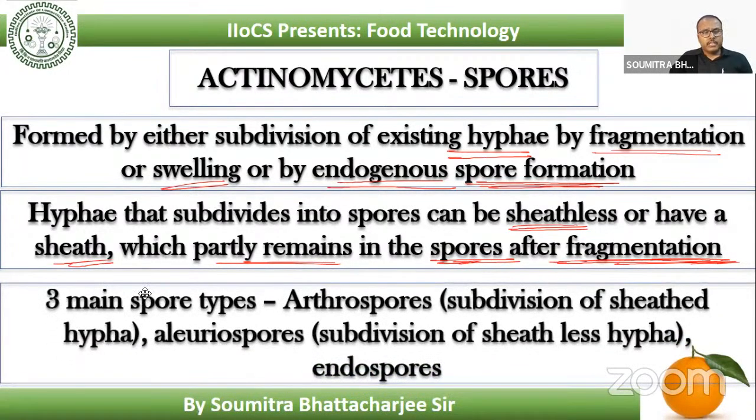There are three major spore types. The first one is the arthrospores, which get formed by the subdivision of the sheathed hypha. Then we have the aleuriospores, from the sheathless hypha. That means a type of hypha which has no outside lining present; this kind of hypha we represent as sheathless. So the sheathless hypha shows subdivision.